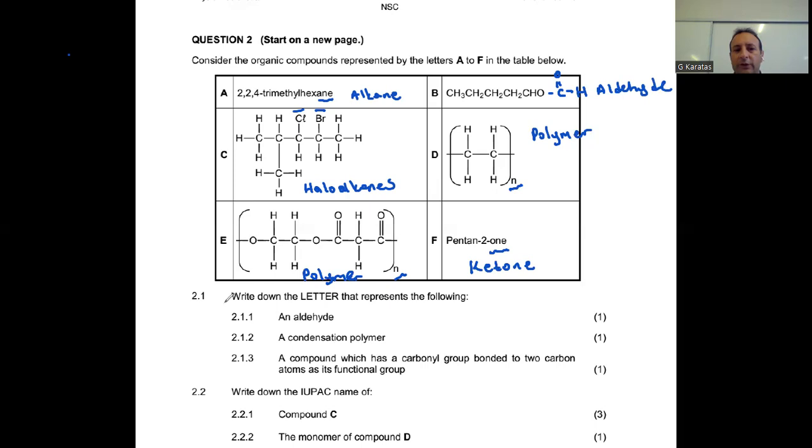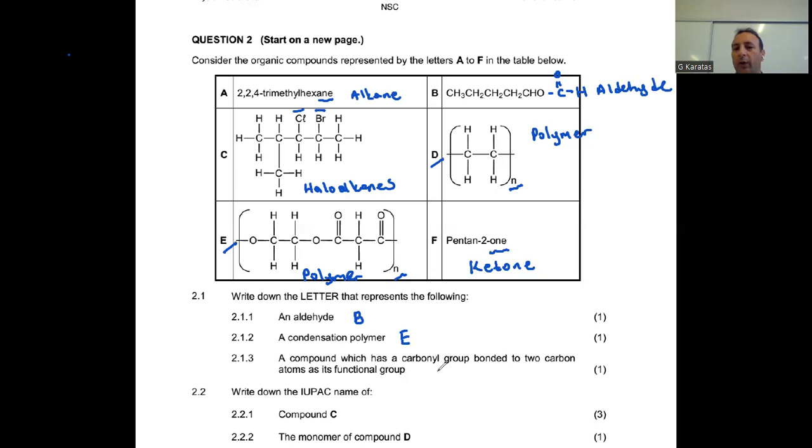Question 2.1: write down the letters that represent the following: an aldehyde. An aldehyde is compound B. Condensation polymer. As I said, compounds D and E are polymers. I'm answering this question, but you don't need to study those sections. Condensation polymer is answer E.